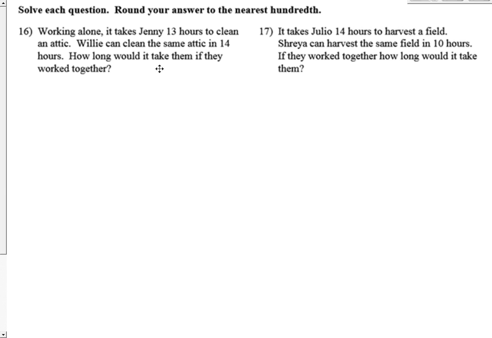Okay, this is number 16 on the chapter 1.1 and 1.2 review. These are shared job problems. Number 16 says, working alone, it takes Jenny 13 hours to clean an attic. Willie can clean the same attic in 14 hours. So how long will it take them together?